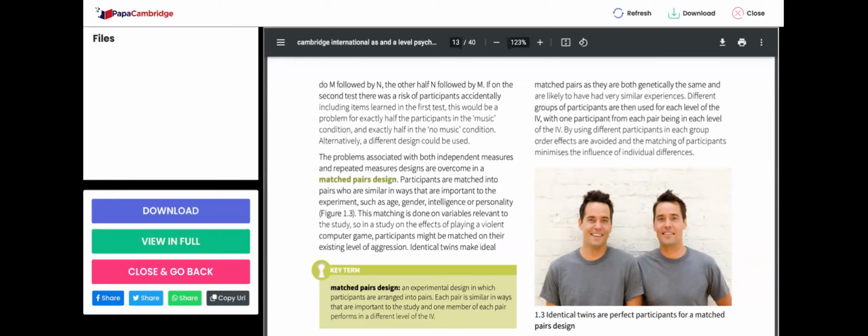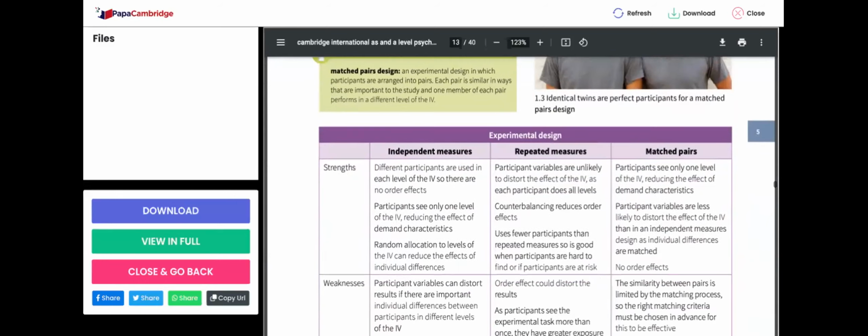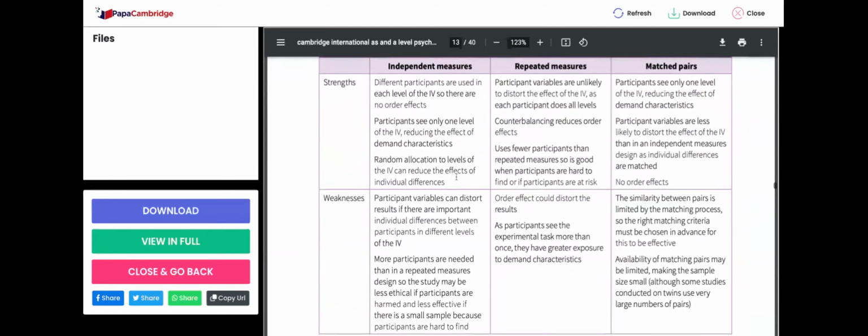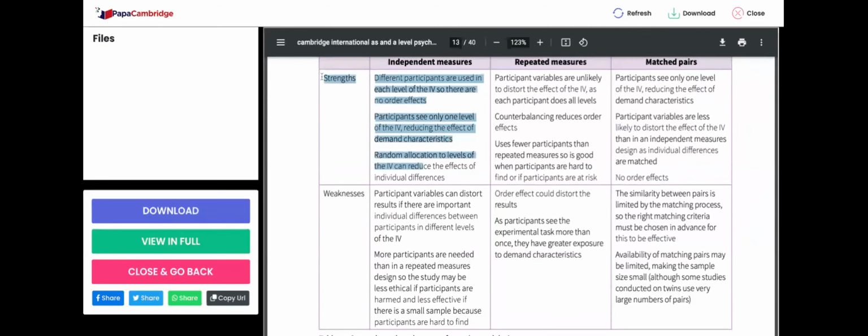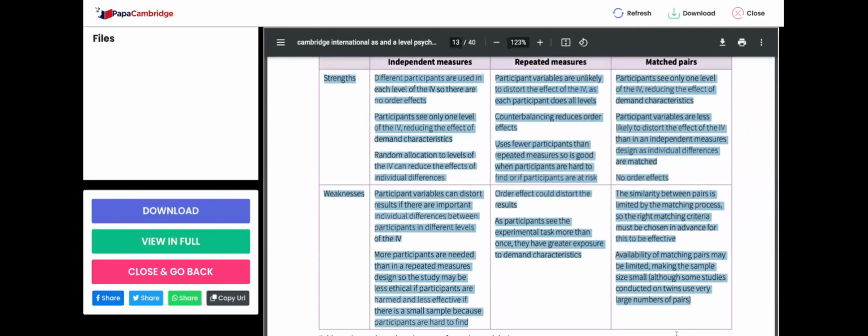So matched pairs design is used in order to prevent the disadvantage of having individual differences, because if you use a matched pair, that will basically mean that they are similar and hence you do not need to differentiate between them. Are we clear till here? Yes. I just want you to read the strengths and weaknesses here and tell me if you understand them.